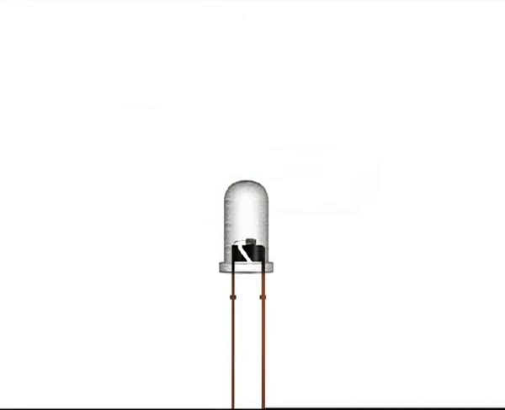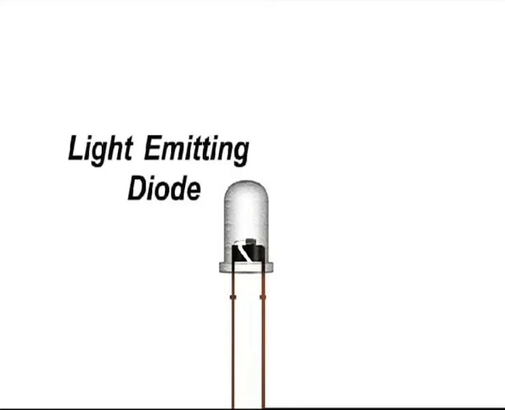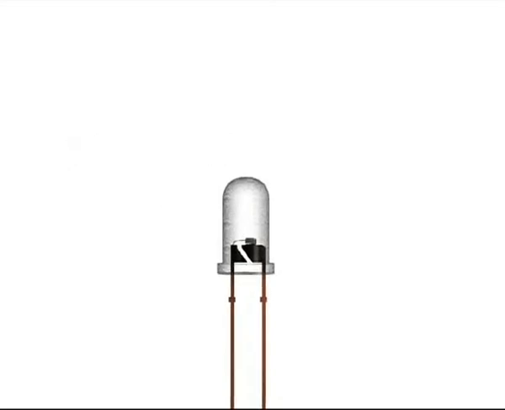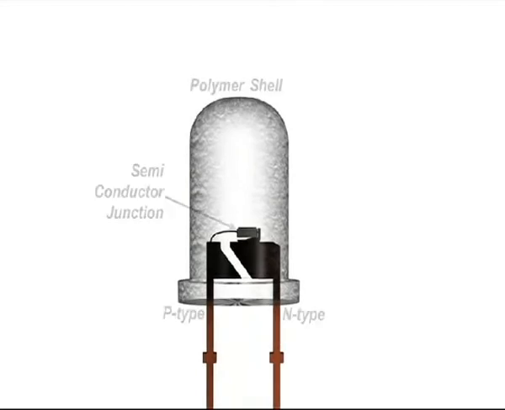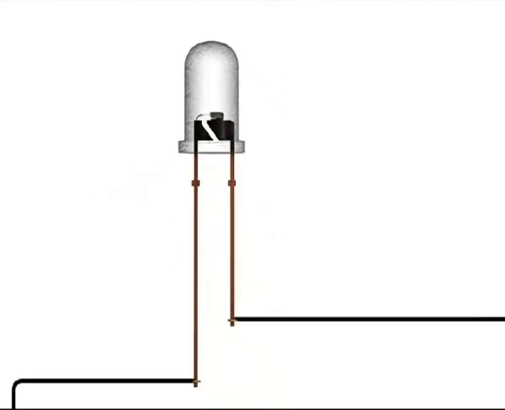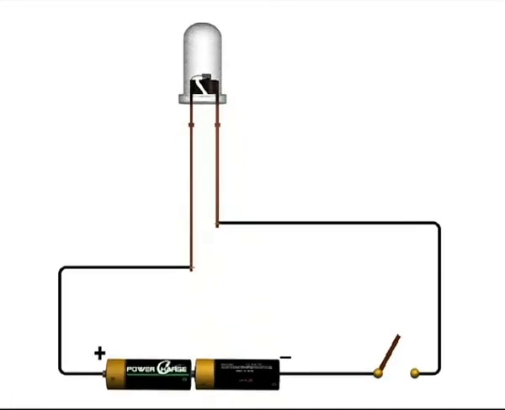Dear students, let's discuss a realistic situation, how a light emitting diode works. Here this picture shows you a light emitting diode, and it is basically a semiconductor junction. We can zoom in and see it is enveloped by a transparent polymer shell, and it is connected through a battery in a forward bias mode.